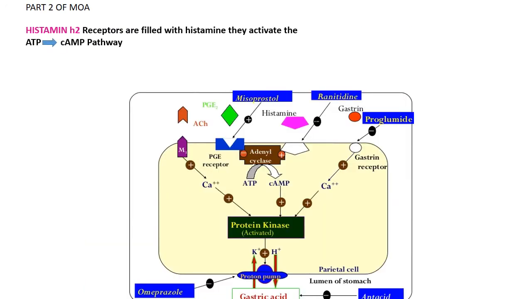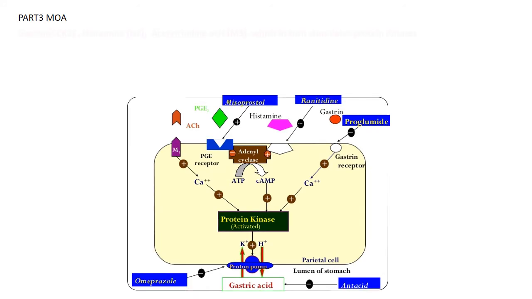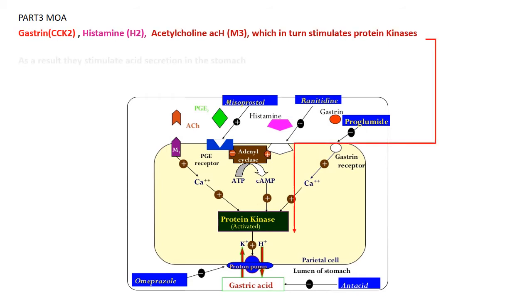When histamine receptors are filled with histamine, they activate the ATP to cAMP pathway. Gastrin, histamine, and acetylcholine (ACh), in turn, stimulate protein kinases. As a result, they stimulate acid secretion in the stomach, which leads to peptic ulcer.